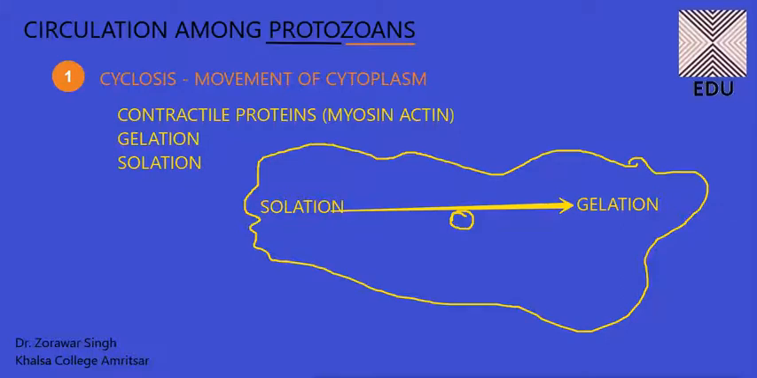Now this particular phenomenon helps in the cyclotic movements. So as the amoeba moves towards the right side, this helps in the movement of the cytoplasm also. So this is one of the main factors in cyclosis. This solation and gelation is only because of the presence of the contractile proteins which are present in amoeba. So you have gone through the sol-gel transformation theory in your BSc. So you must be knowing about solation and gelation and the presence of myosin and actin in amoeba. So let us take it as the first factor which is affecting the cyclosis.